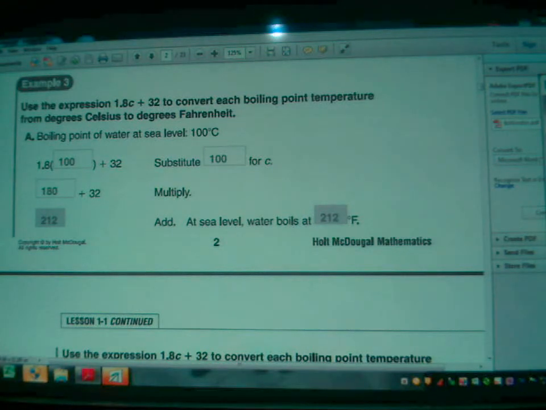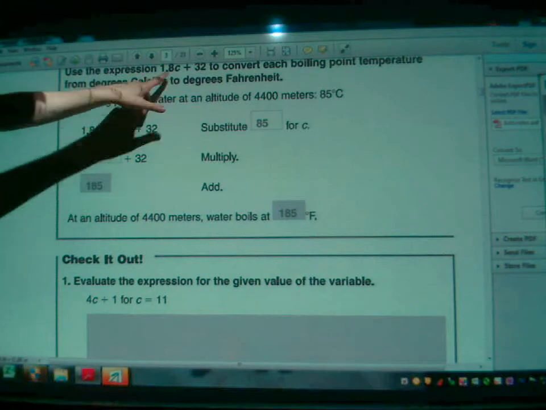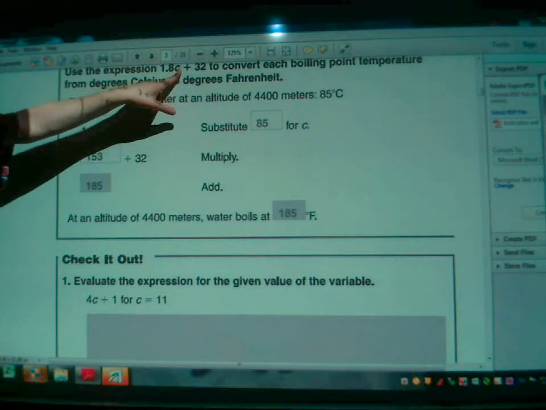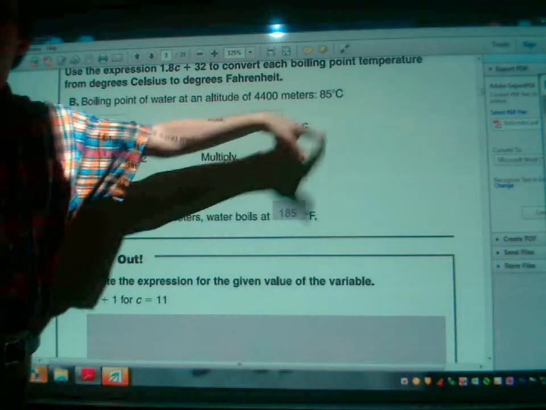Now the next question here is still a part of this example. And at this point, they're going to ask us to convert the boiling point of water at an altitude of 4,400 meters, which is just 85 degrees. So we're going to do the same thing we just did, but this time we're just going to change C into 85 as opposed to 100. And again, that's simply because they've told us this time they want us to use 85.